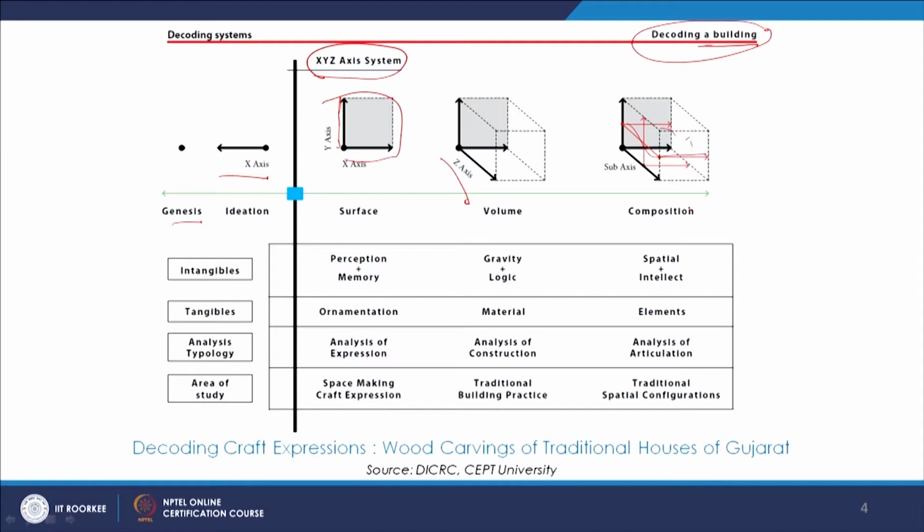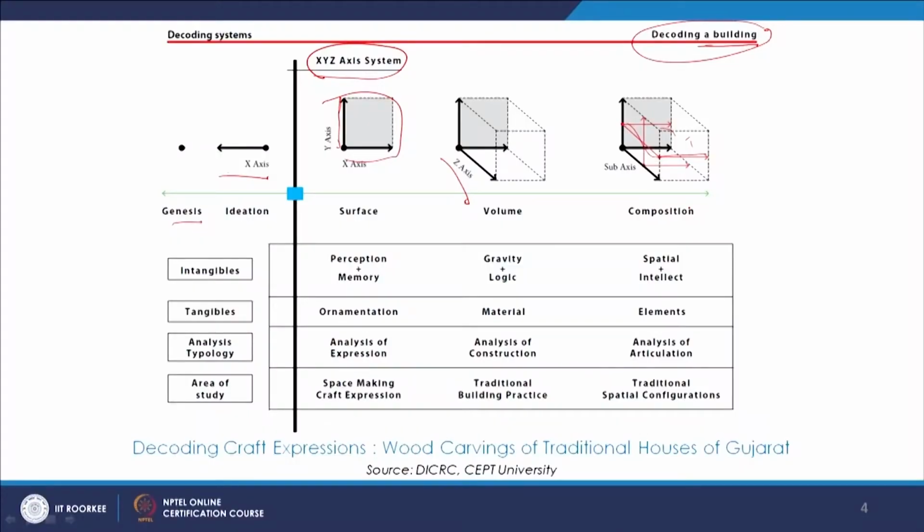So if we see here, this is a sort of a matrix, Y axis and X axis, and we see different parameters which have been put. So we see some intangibles and we see tangibles, there is analysis typology, and then there is area of study. So we are talking about a surface in terms of X and Y axis, and then we see on a surface there could be perception and memory which has to do with the intangibles and the experiential power. If we see the tangibles, it could be ornamentation, and when we talk about analysis, it could be an analysis of expression. Within that also there could be a lot of classification.